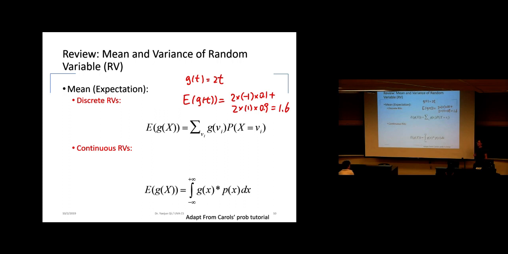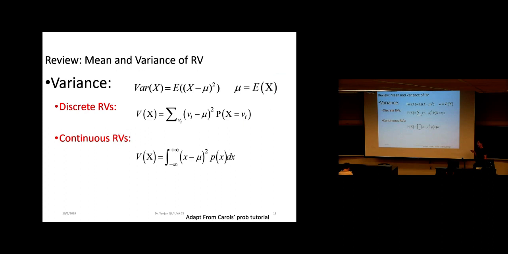You can have a function of a random variable, and then you can get the mean of that function. And for the continuous case, do the same thing. You just replace the x with g(x) and do the integral over all the p(x). So this is basic review.